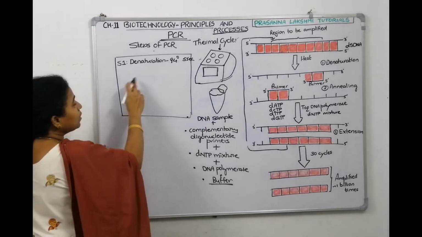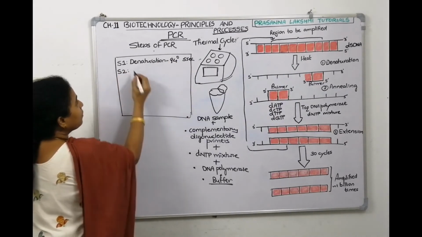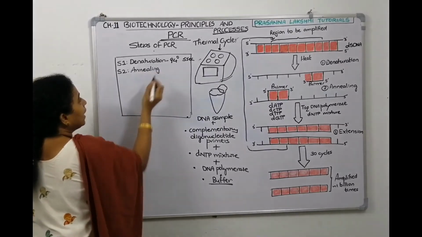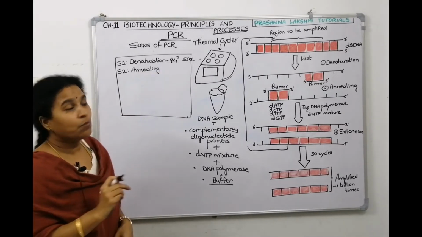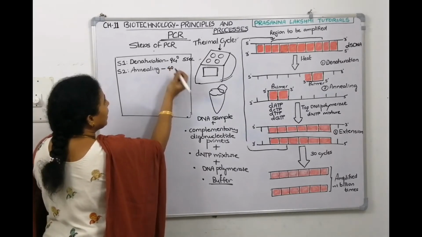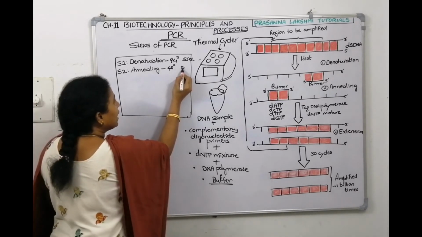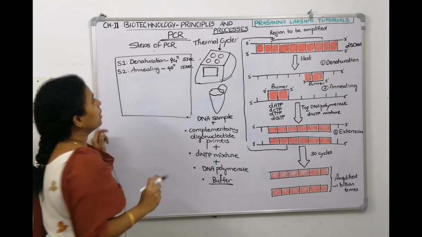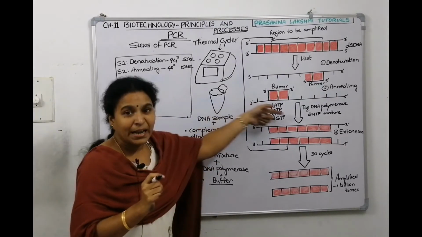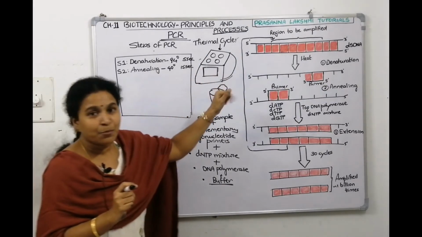After you set this temperature and time, it will ask for step 2. Step 2 is annealing, and it will ask at which temperature you want to anneal. Depending upon the DNA, it can be 40 to 60, any temperature. I took 40 degrees, and you are asking it to anneal for 15 seconds. You have to set the temperature and the duration depending upon the length of your DNA.